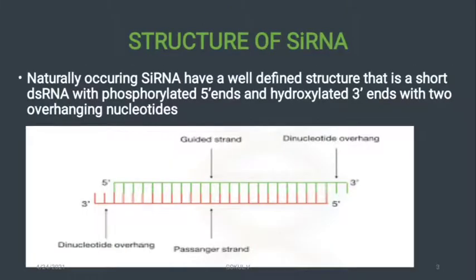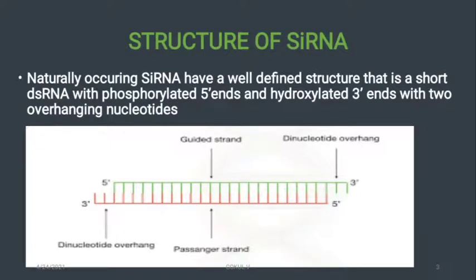Next we see the structure of siRNA. Naturally occurring siRNA have a well-defined structure, that is a short double-stranded RNA with phosphorylated 5' end and hydroxylated 3' end with two overhanging nucleotides. In this structure, there are 3' and 5' ends present. The upper portion is called the guide strand. The lower portion is called the passenger strand.